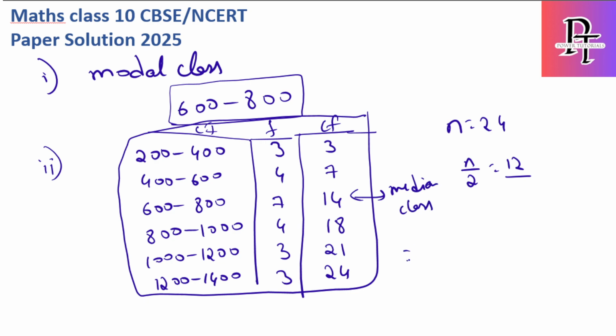Okay, so for median, what is the formula? L plus (n by 2 minus CF) by f into h. This is the formula you have to use for median. So let's apply the same formula and solve it.